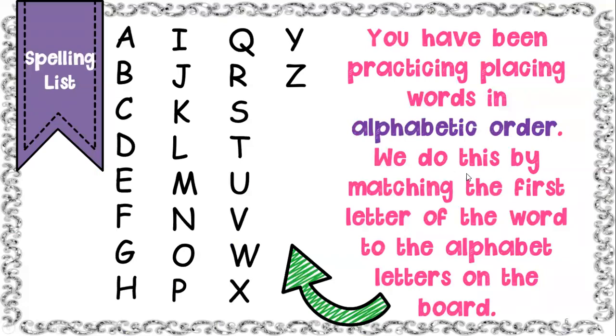Now you've been practicing ABC order. We do this by first matching the first letter of the word to the alphabet letters on the board. So look through your list right now. You guys have a list in your packet. It is page 11.3 at the top. It's page 63. So I want you to look through your list and see if you have some of these words that would go on our alphabet list.